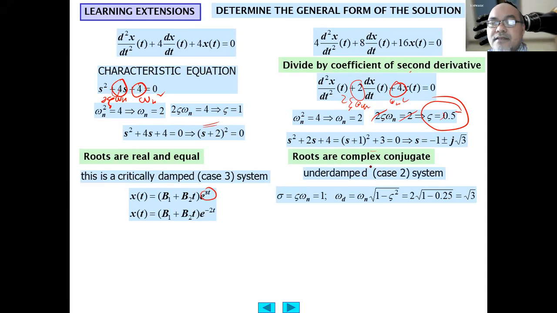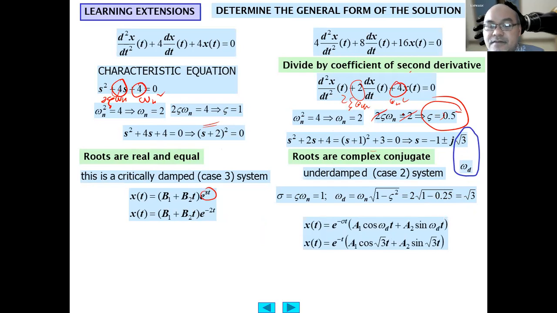Omega d is omega n times the square root of 1 minus zeta squared, and zeta is half here. So 1 minus a quarter is 0.75, so this equals the square root of 3. This becomes the damped oscillation frequency.